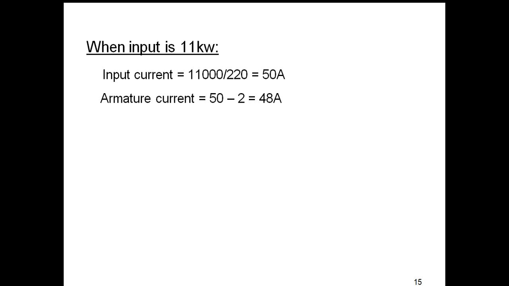And we get the armature current is equal to total input current minus shunt current ISH, that is 50 minus 2, it is 48. That is the armature current is 48 amperes.